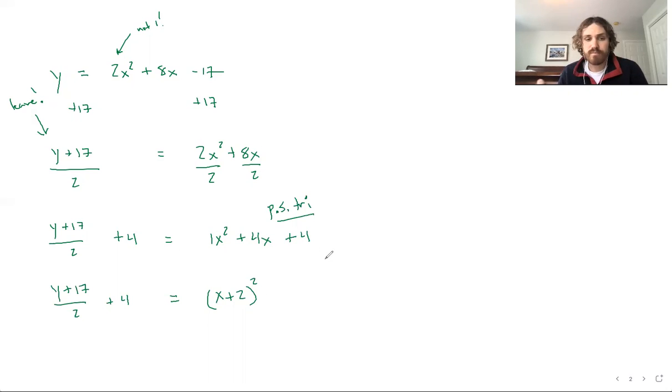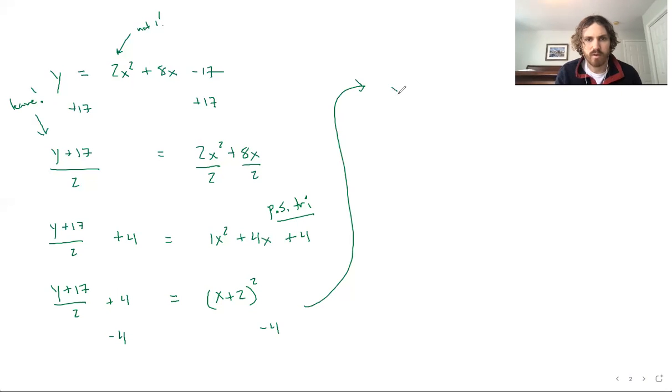Now I'm basically done, except I have to solve for y. So to do that, if I look at y, the things that have been done to y: add 17, divide by 2, add 4. So I've got to undo those in the reverse order. Subtract 4, multiply by 2, then subtract 17. Okay, so let's subtract 4.